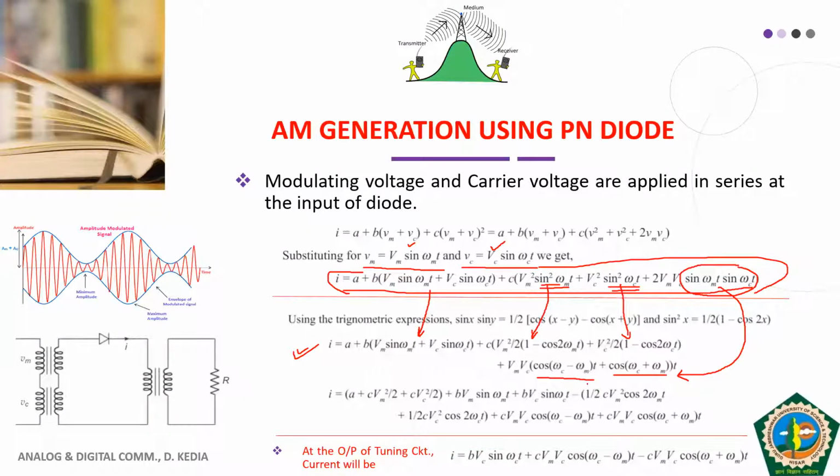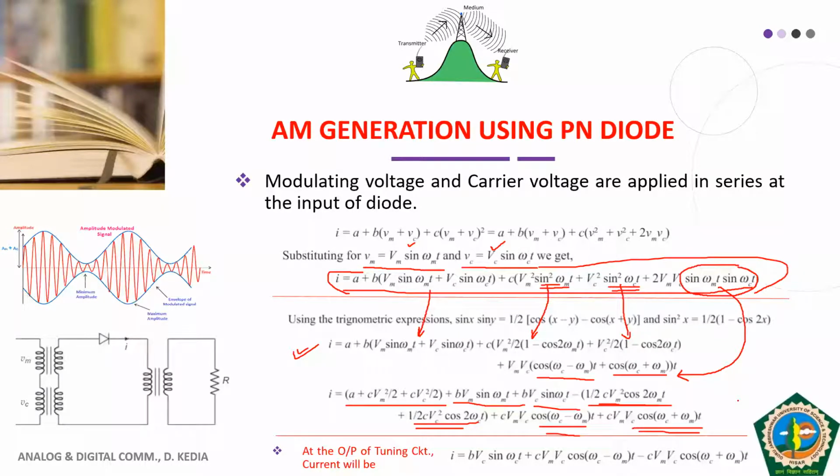Now we again reorganize this expression. And how do we reorganize? We bring the constant terms together. Then we bring the omega m and omega c terms separately. Then we get twice omega m frequency and twice omega c frequency separately. And we segregate the lower sideband and upper sideband terms separately.